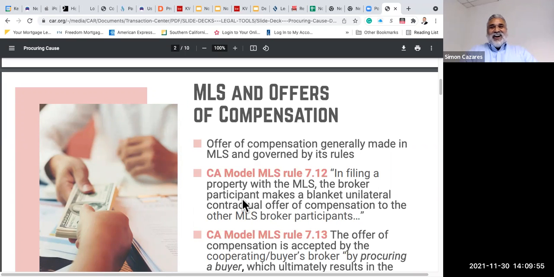All right, team, as I was saying, so we're good now. The MLS and the offer of compensation. California Model Rule 7.2 of the MLS Rules and Regulations says that in filing a property with the multiple listing service, the participating broker makes a blanket, unilateral contractual offer of compensation to the other MLS broker participants. So anytime you put it into the MLS, what you're saying to the multiple listing service is, we are paying a compensation to a cooperating brokerage.